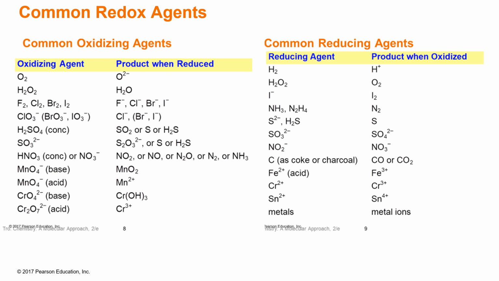Here is a list of common oxidizing agents and common reducing agents. Now, if you look at the list of oxidizing agents, what do you notice about many of the compounds on the left-hand side? Well, many of them are oxygen-containing compounds. And how about the compounds on the right-hand side? Well, these are a little more diverse, but many of them contain hydrogen.